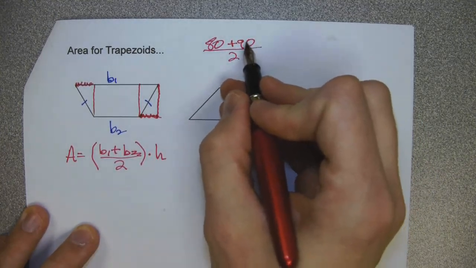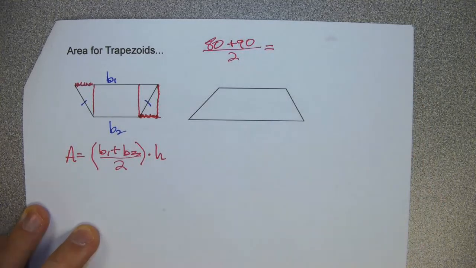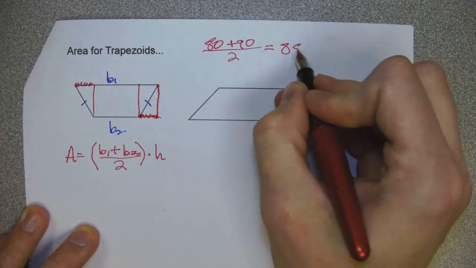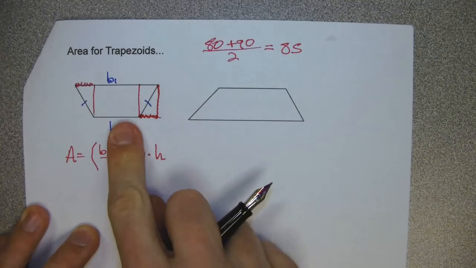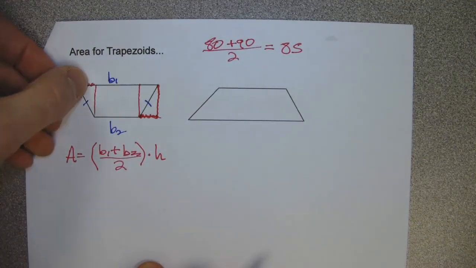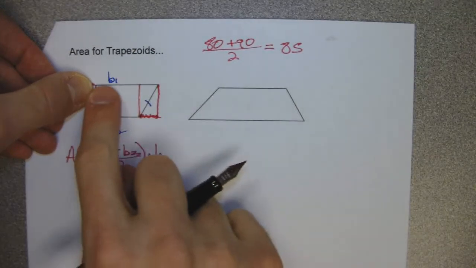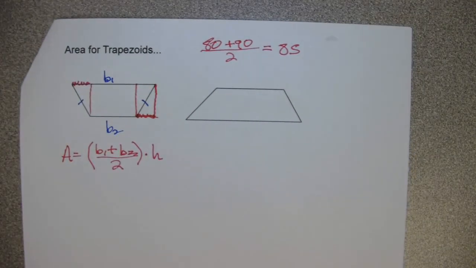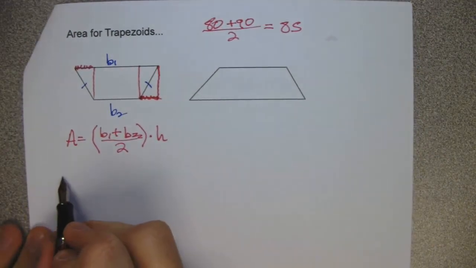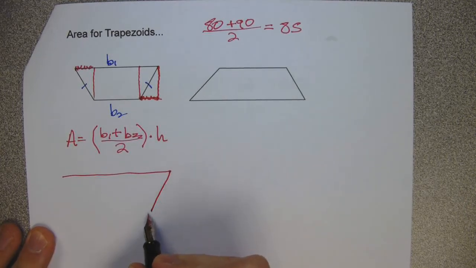We're going to take a little bit from this one and give it to the other. That way they're both 85. Well, that's exactly what we've done here. We've taken a little bit from this one, added that same little bit to the other, and now they're exactly the same size. So the question is, how do you prove that? All right, well, let's try it.